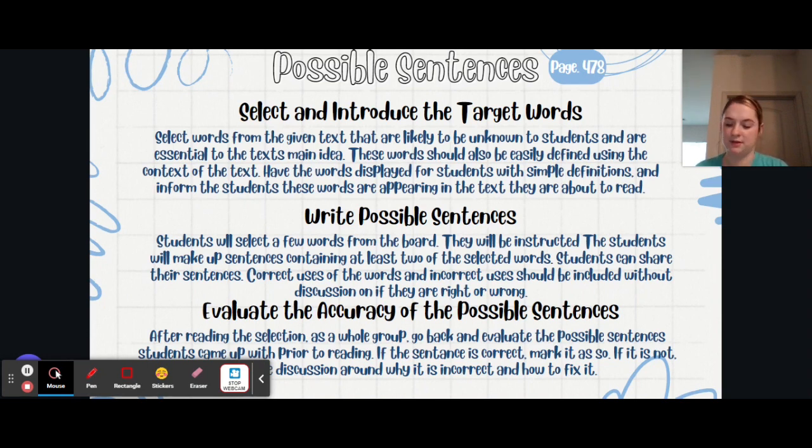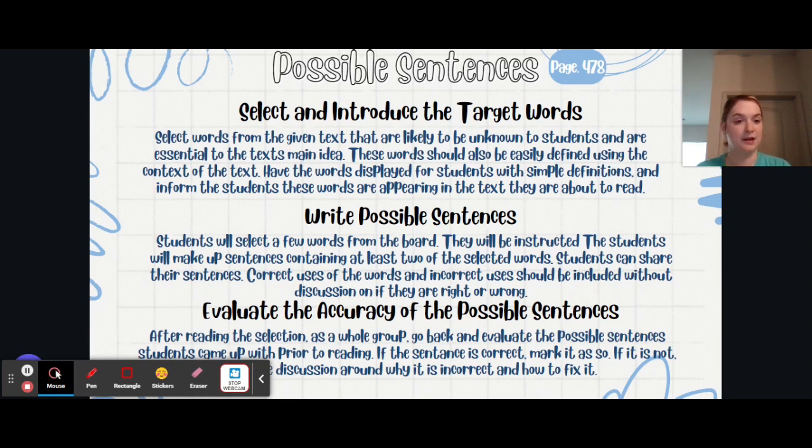These words should be easily defined using the context of the text. They should be able to read the text and say, okay, I can understand what this means based upon what the story is telling me or what the article is telling me. Have the words displayed for the students with simple definitions and inform students that these words appear in the text they are about to read as a class. You then want to write possible sentences. This is before you read the actual text.